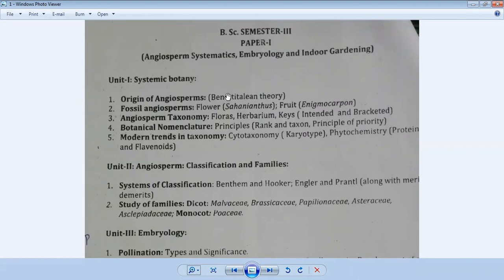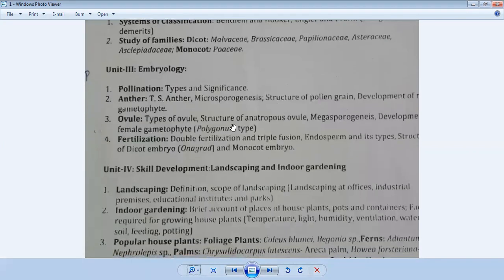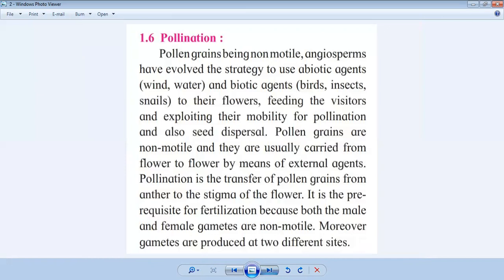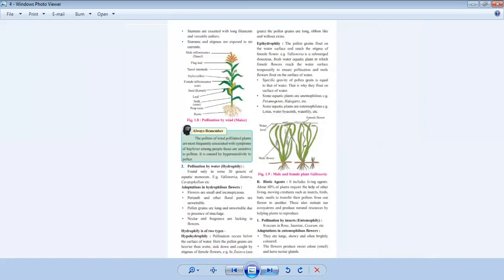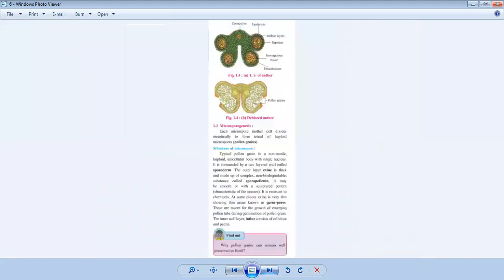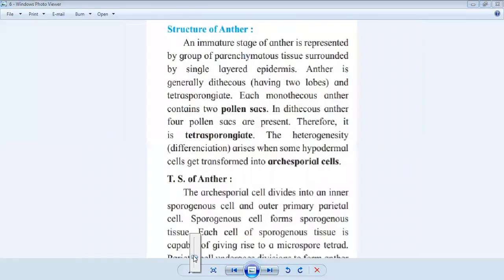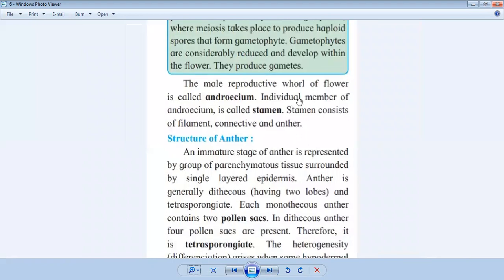So dear students, in the previous lecture we started unit number 3, Embryology. Under the heading of embryology, we have discussed pollination, its types and significance. Now we are discussing the anther, which is related to the male reproductive part of the flower. The male reproductive whorl is called the androecium.